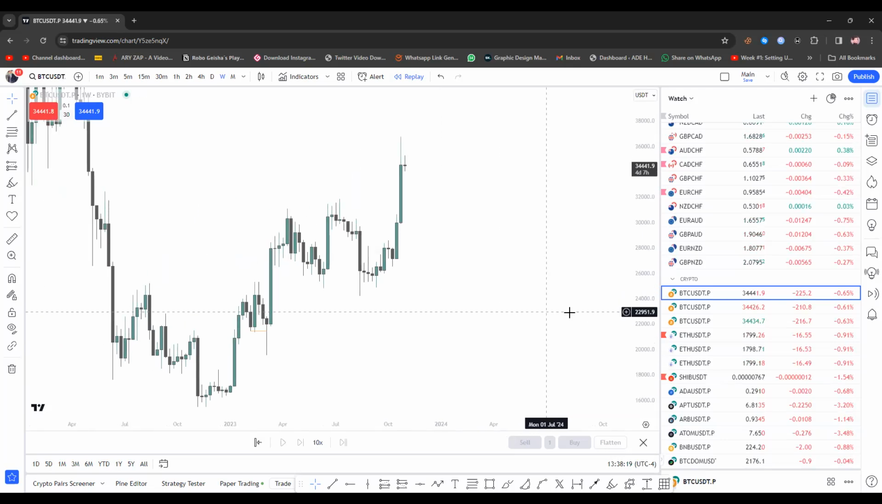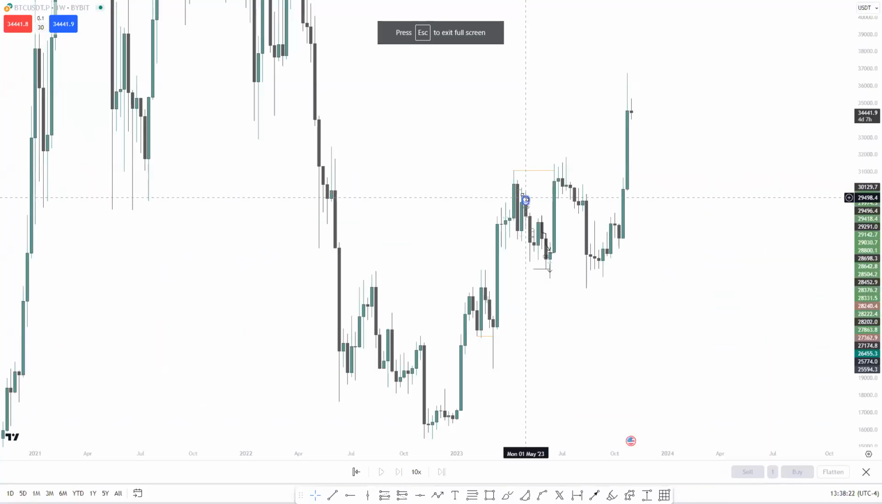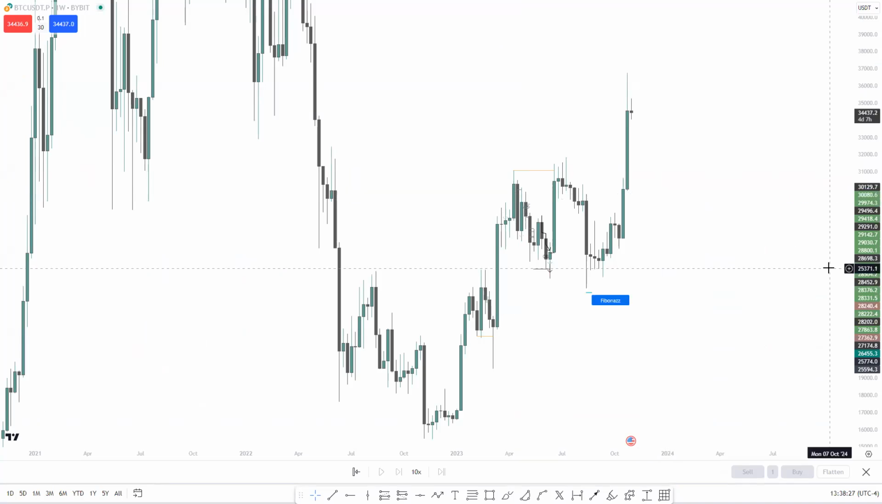Okay, here's Bitcoin. So this one is a low, this one a high, this one a low, this one a high, right? Yeah. So this one got traded, no?